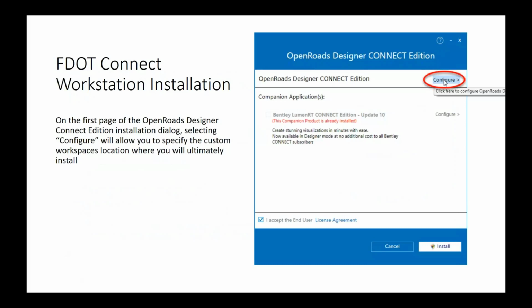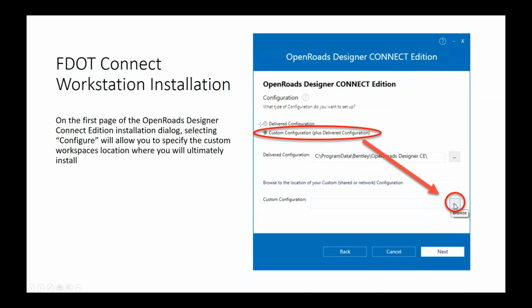As mentioned in the previous slide, the first step to installing the FDOT Connect standalone workstation is to install OpenRoads Designer Connect Edition. On the first page of the OpenRoads Designer installation dialog, there's a button at the top right. It is super easy to miss. It is called Configure, right there on that button, top right corner. You're going to select this button to set the custom configurations variable as the location where you will ultimately install FDOT Connect on the local workstation.